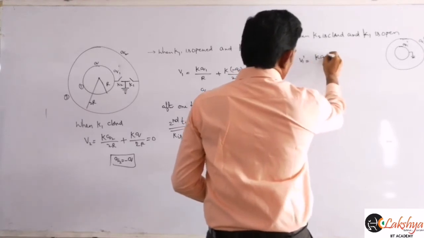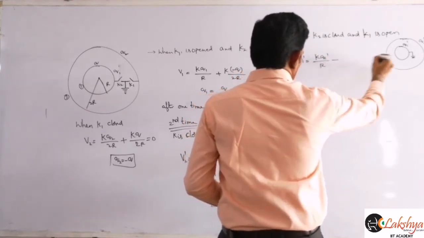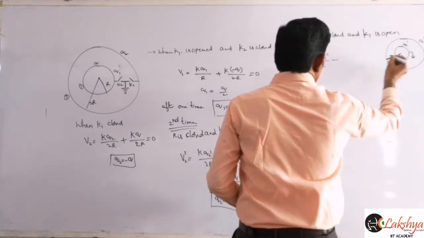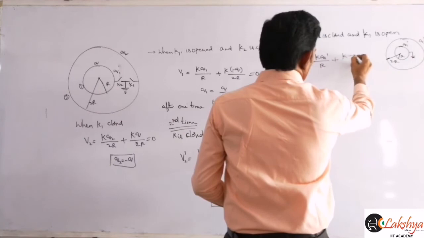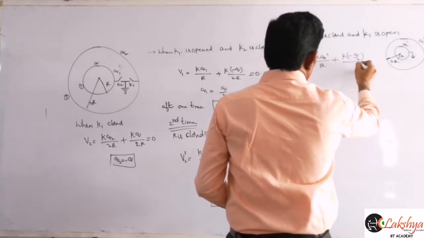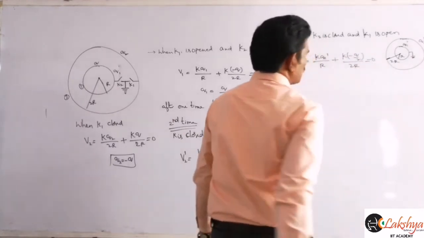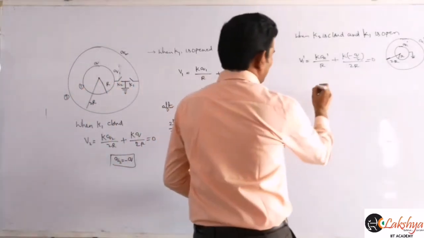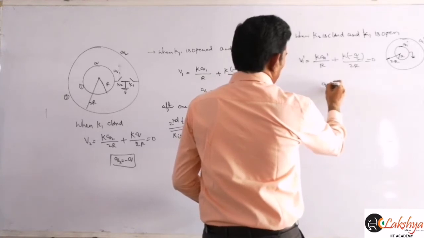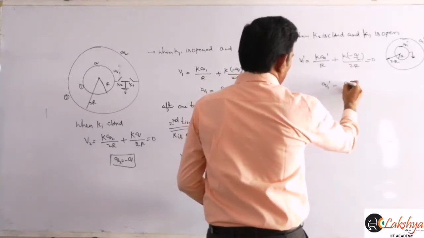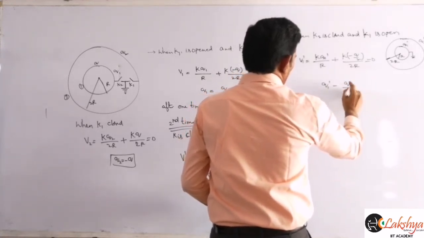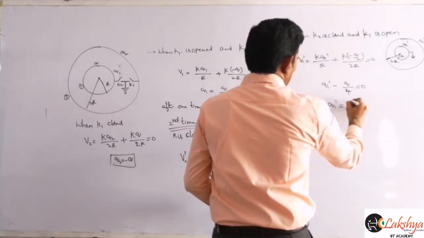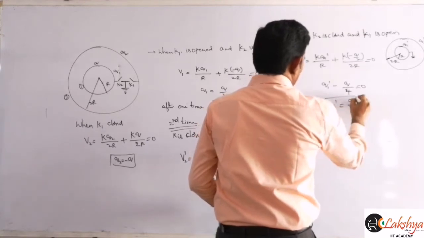So kq1' by r, this radius is r and 2r here, plus k into the charge minus q by 2 by 2r. So this value should be equal to 0. Now let us simplify that. You will get charges present on that. Therefore I can write q1' minus q by 4 is equal to 0. So q1' is equal to q by 4.